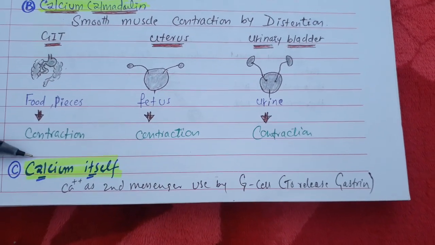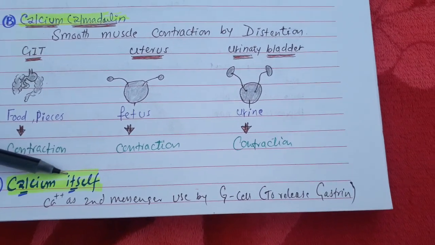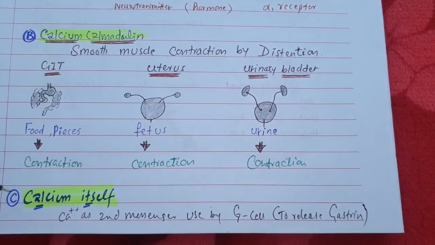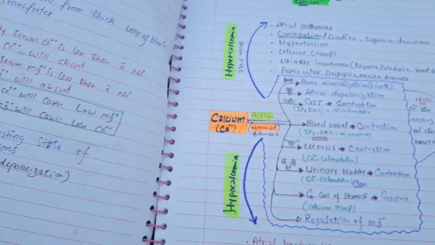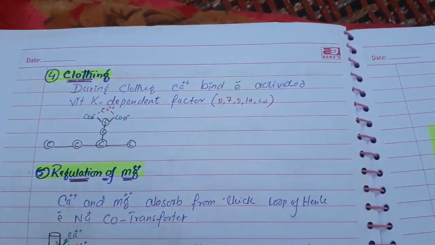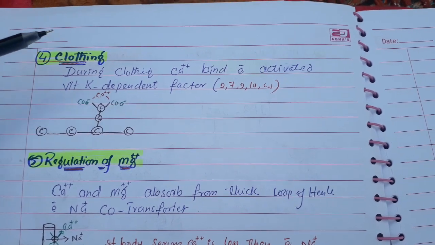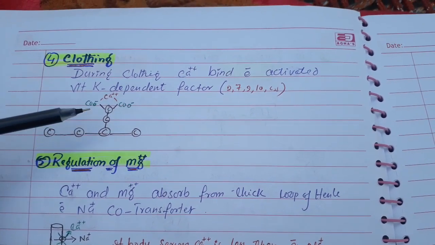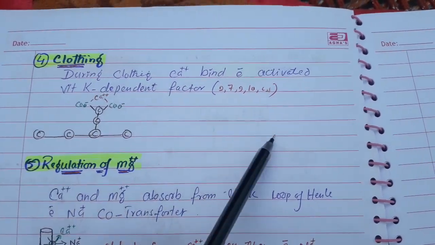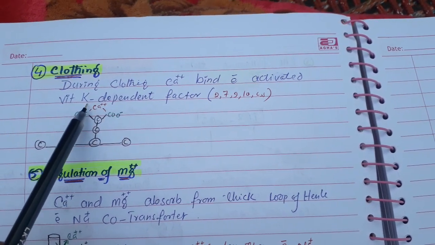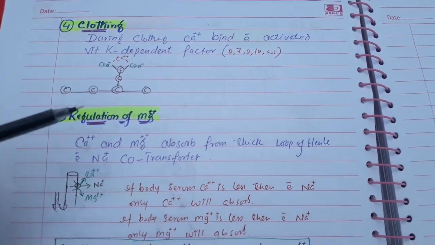Now the other one is calcium itself. Calcium itself is a second messenger used by the G cell in the stomach, which releases gastrin. Another function is that it is also needed for the clotting factors. During clotting, this is the activated factor which has two carboxyl groups, like the vitamin K dependent factors. When the calcium binds with this during clotting, it helps in the clotting.